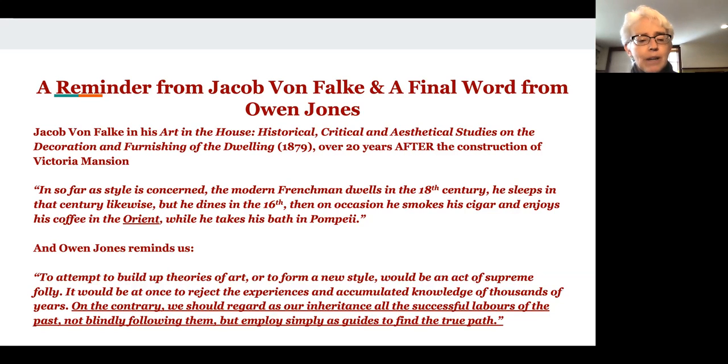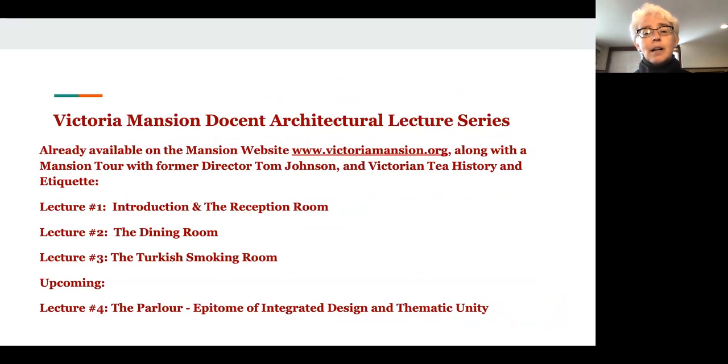And then Owen Jones finally reminds us, to attempt to build up theories of art or to form a new style would be an act of supreme folly. It would be at once to reject the experiences and accumulated knowledge of thousands of years. On the contrary, and this is my underlining, we should regard as our inheritance all the successful labors of the past, not blindly following them, but employing them simply as guides to find the true path towards that wonderful, ideal synthesis of art and architecture. So that's the end of this lecture.